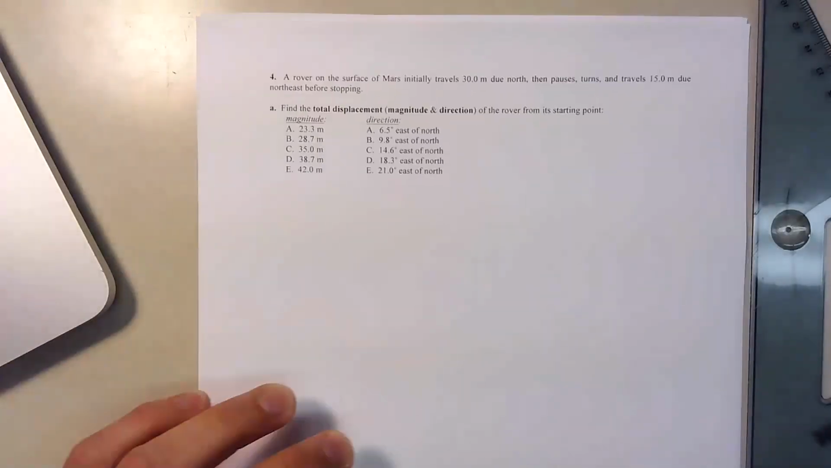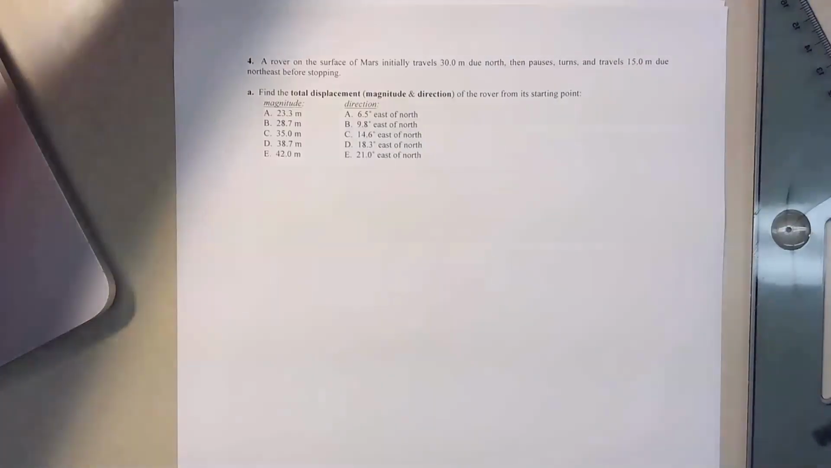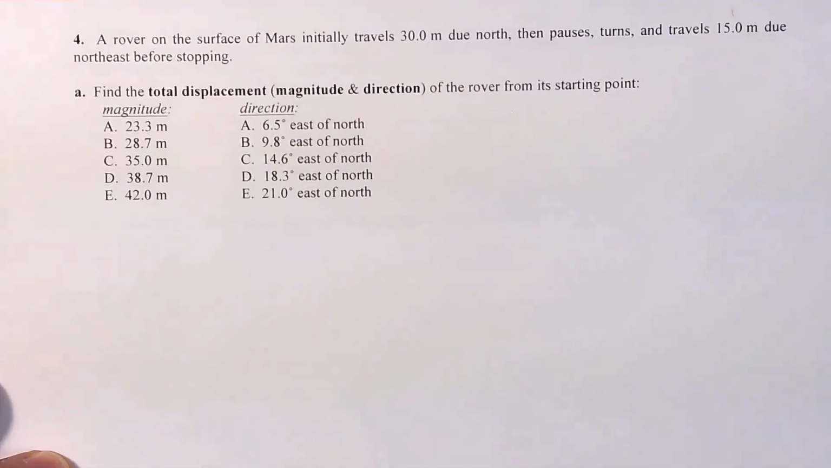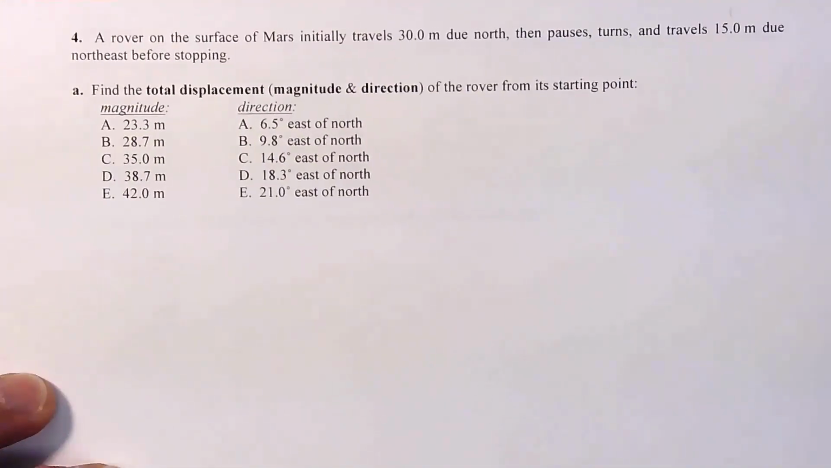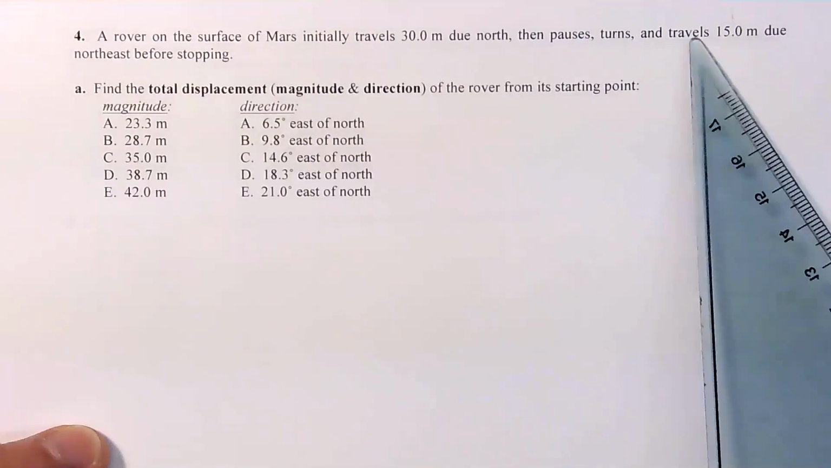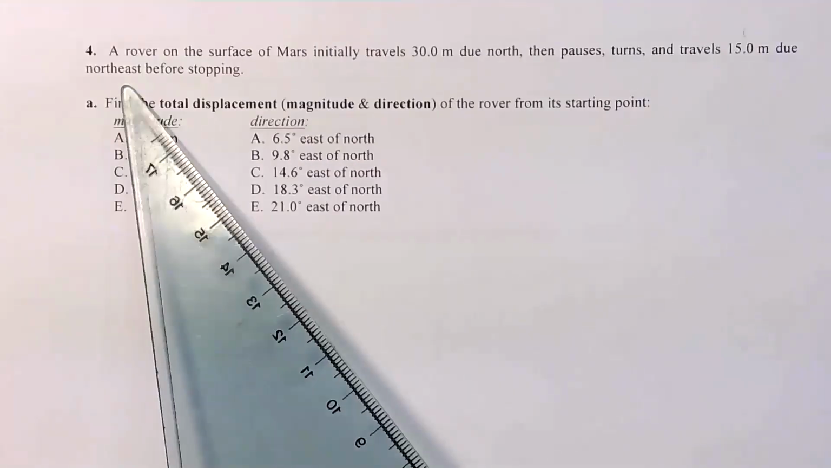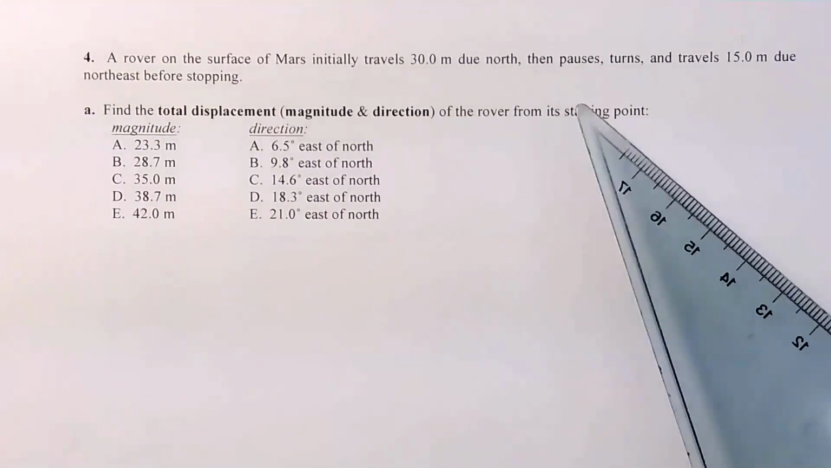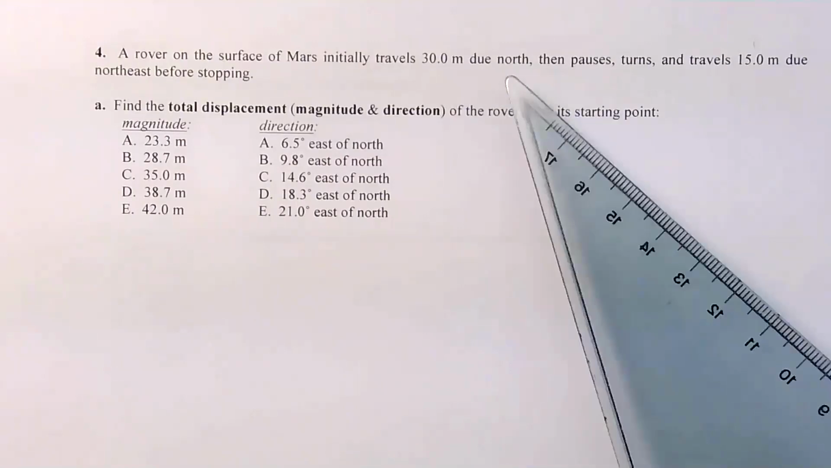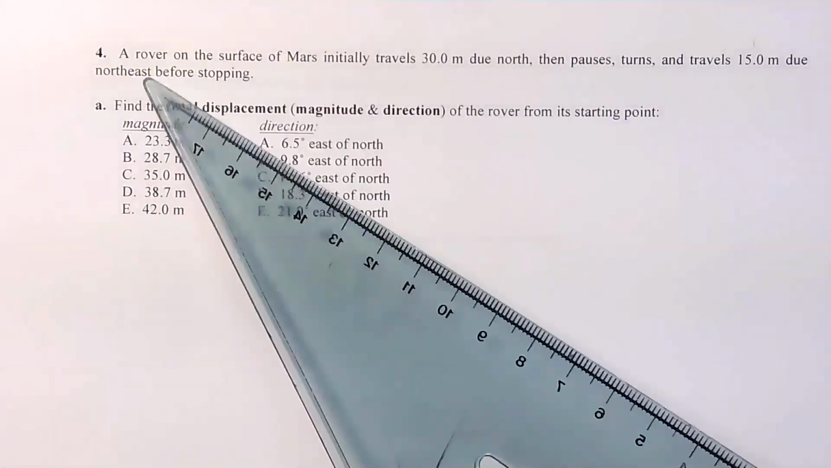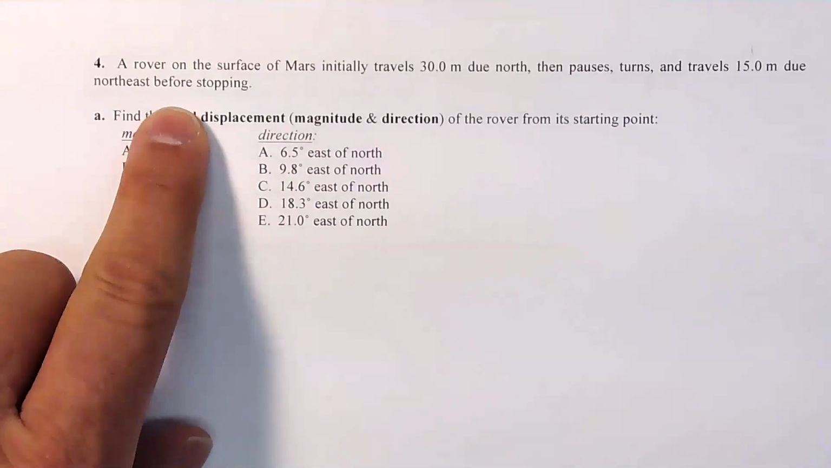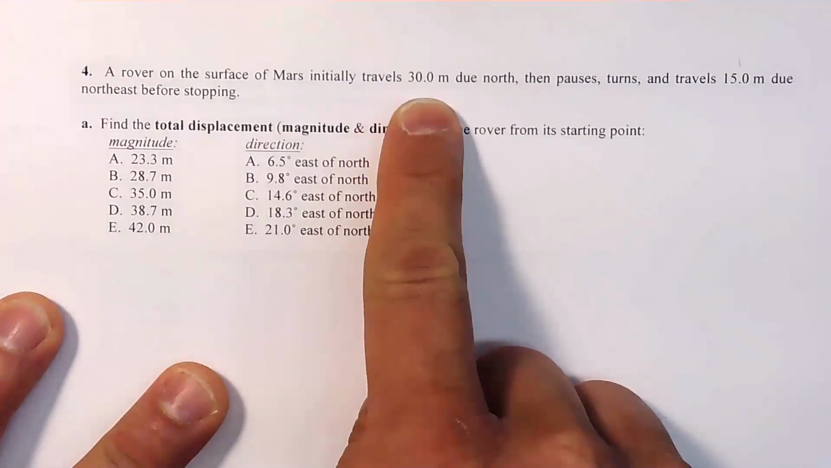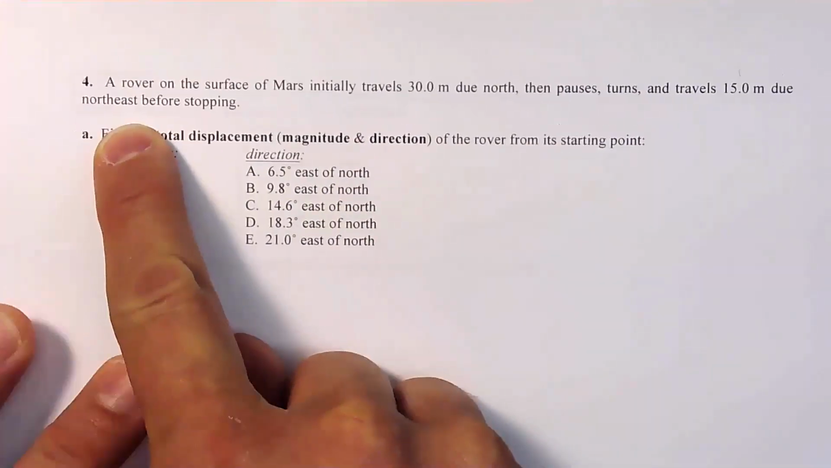All right, so here's problem 4. Suppose that we have a little rover on the surface of Mars. It initially travels 30 meters due north, then it pauses, turns, and travels 15 meters due northeast before it stops. We don't know at this moment how long it takes to travel north, how long it pauses, or how long it takes to travel northeast, but we do know the directions and the lengths of these displacement vectors. There are two displacement vectors described here: 30 meters due north, 15 meters due northeast.